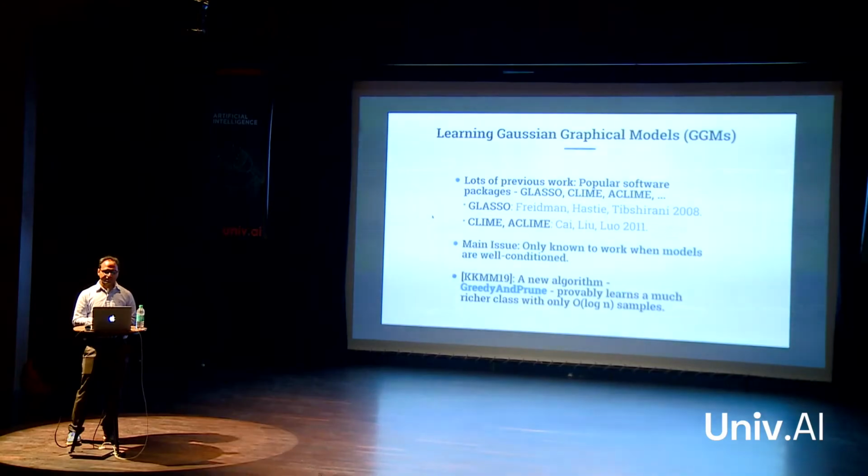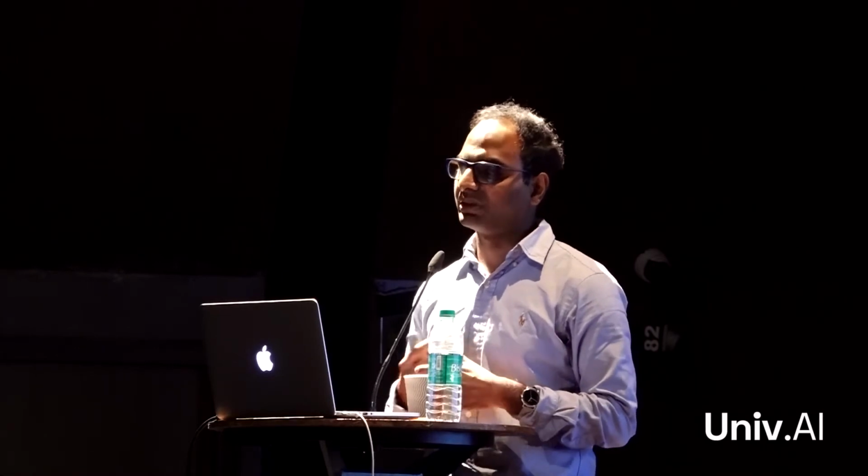And before that, as I said, this problem has a lot of history, has been studied a lot in statistics as well as vision and so on. And there are several popular packages that people use, especially there's a package called Glasso due to Friedman, Hastie, and Tibshirani, which has thousands of citations across many, many different fields. And there's also more recent packages like CLIME and A-CLIME. These are off-the-shelf tools that you can try and fit a Gaussian graphical model to given your data set.